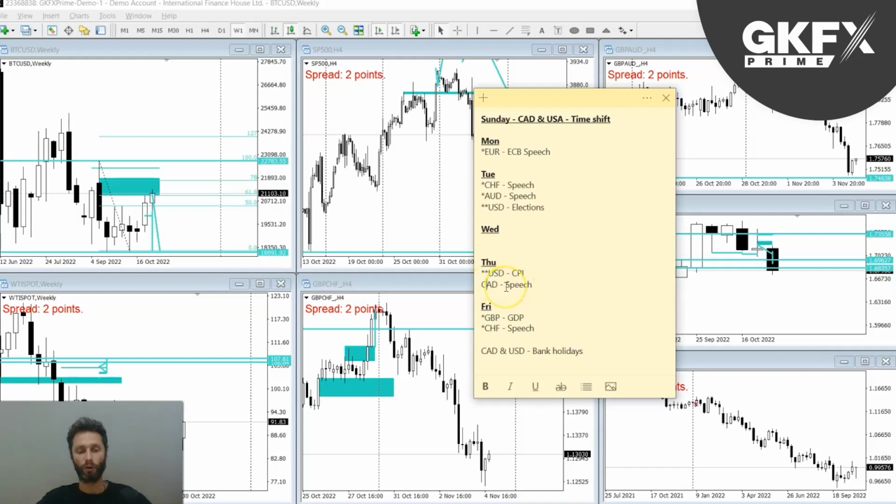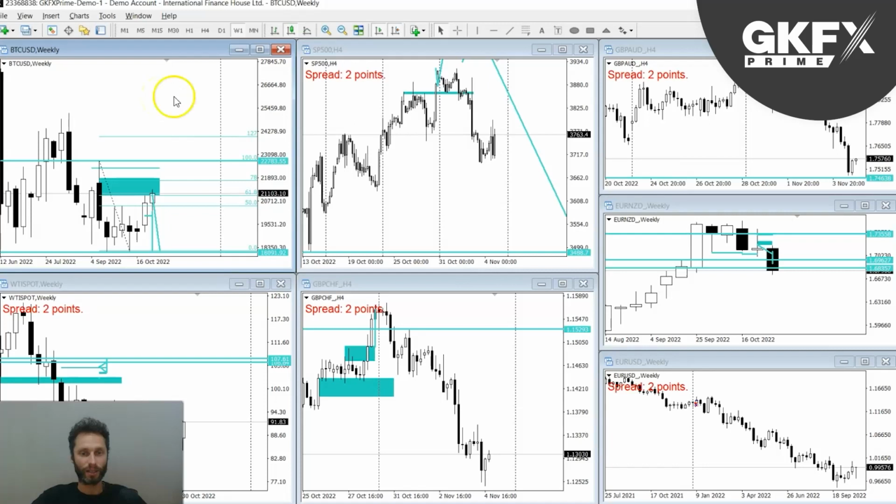And we've got a speech from the Canadian Central Bank. And then Friday, to end the week, we've got the pound GDP figures and another speech on the Swiss franc there. And also at the same time on Friday is bank holidays in Canada and America. So that's the week for you here. Let's see how we can pair that up with the charts, what we've got for this week. It's looking like an interesting one, I'm going to say, and we may have some interesting formations happening. So let's just have a look at what's going on here.